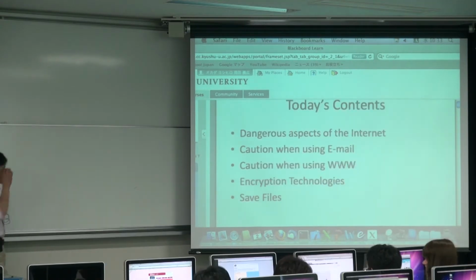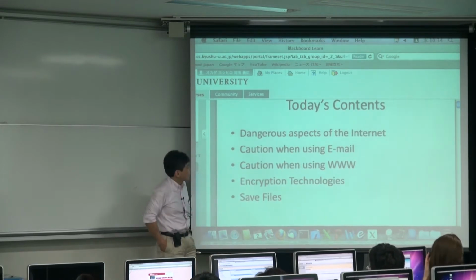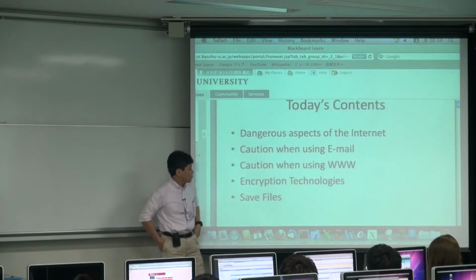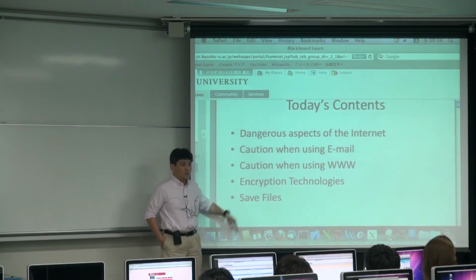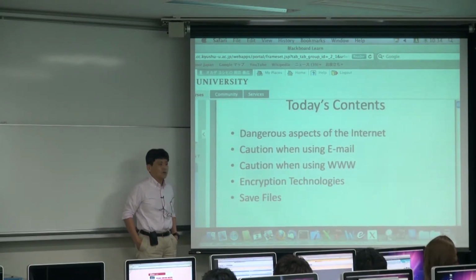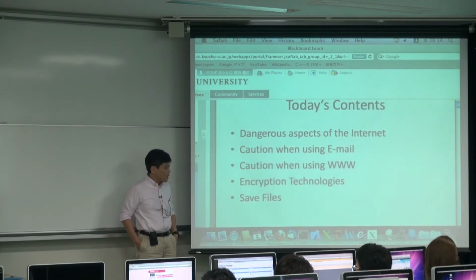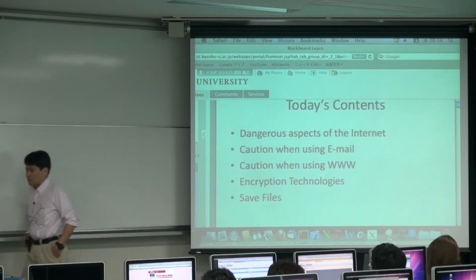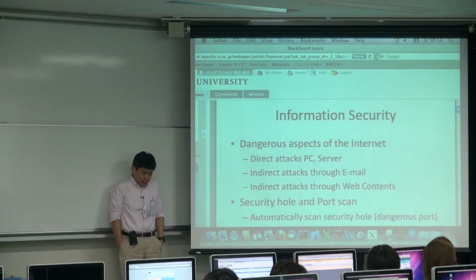Okay, so the actual content shown here is the dangerous aspects of the internet, and caution when using email and the World Wide Web. Also, I have to introduce encryption technologies. This is very important for you. And finally, I introduce how to save your files securely. Okay, so information security.